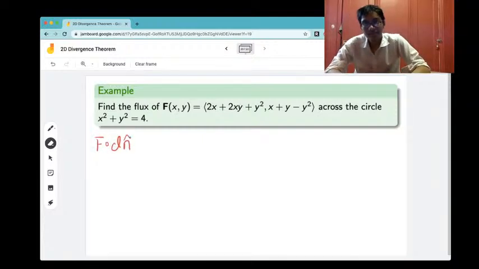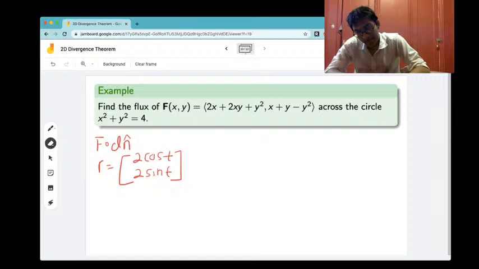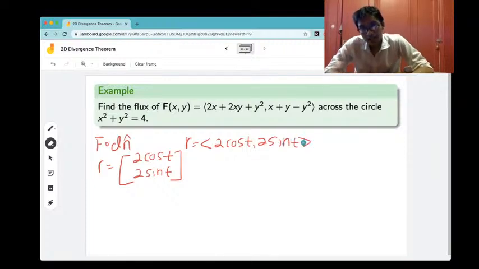I've learned my lesson, essentially. So what is f? I have f. I do need to parameterize that circle though. So let's go ahead and parameterize it as follows. R is going to equal 2 cosine t, 2 sine t, right? This is going to be long. I'll just write R is equal to 2 cosine t, comma 2 sine of t, right? That's just my parameterization for R.